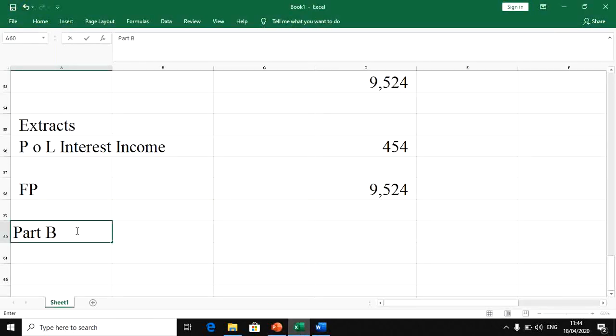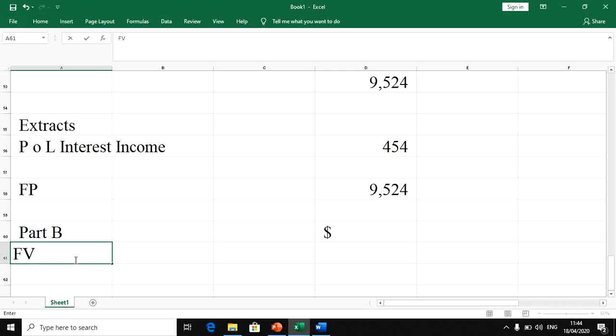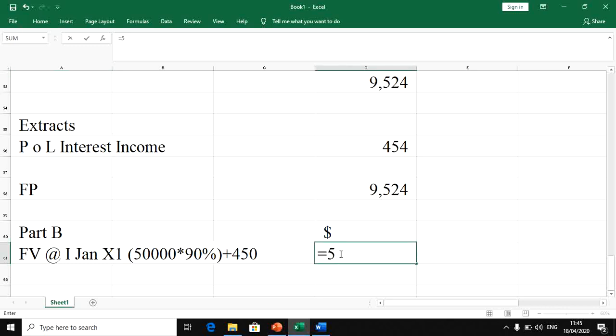This is part B of that assignment. What do we have? Fair value at 1st January X1, of course. What do we have? Get your 50,000. The question clearly states that there was a 10% discount, so we are dealing with 90% of 50,000. And then after you've done that, you add the issue cost of 450. If you do your work properly, you may discover that we are on the same page. This multiplied by 9 plus 450. I'm getting 84.